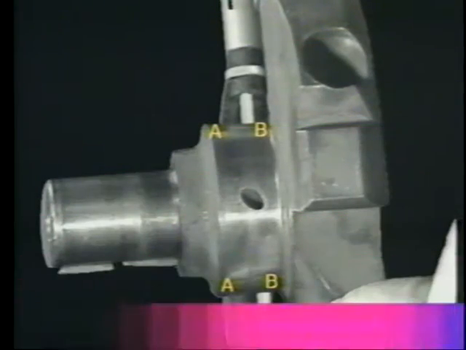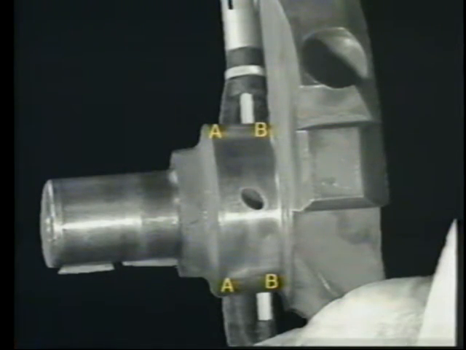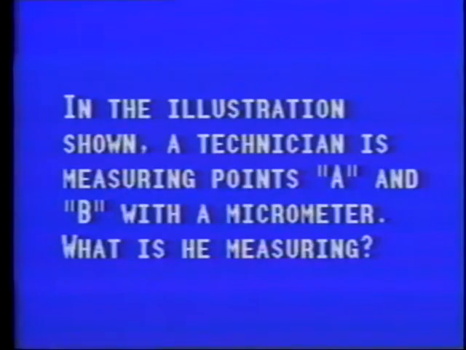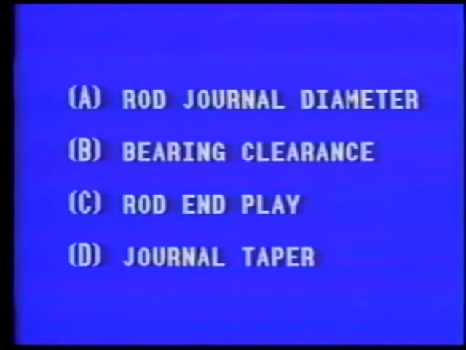For this question, refer to the corresponding graphic on your mini-test. In the illustration shown, a technician is measuring points A and B with a micrometer. What is he measuring? A, rod journal diameter. B, bearing clearance. C, rod end play. D, journal taper.